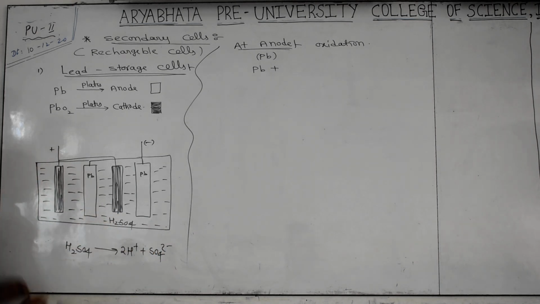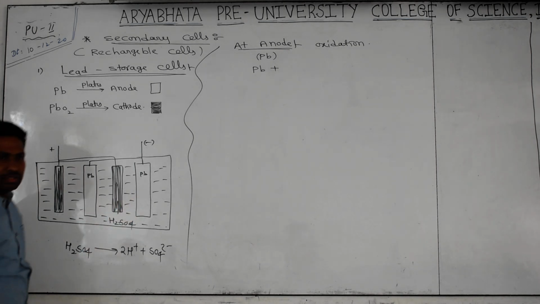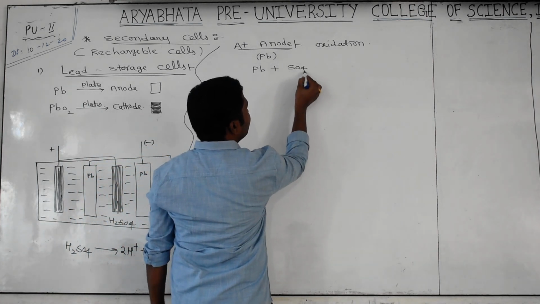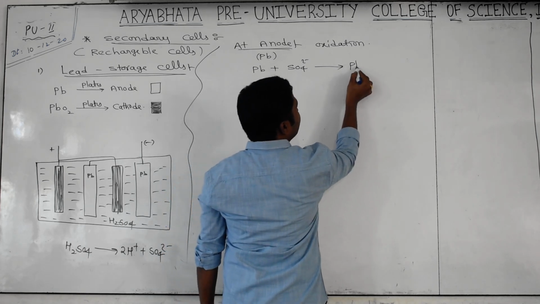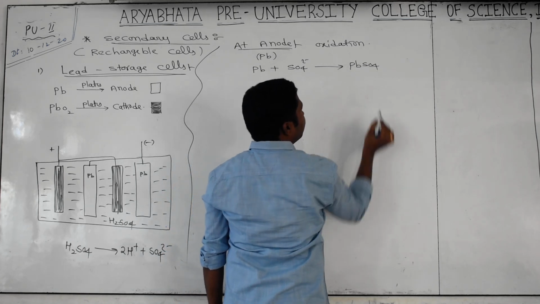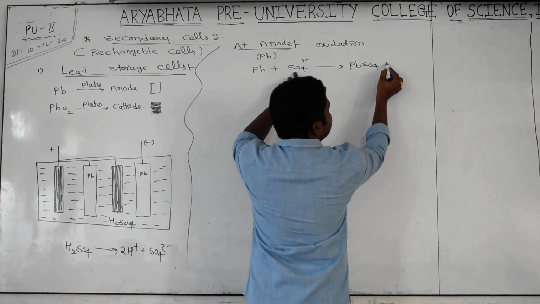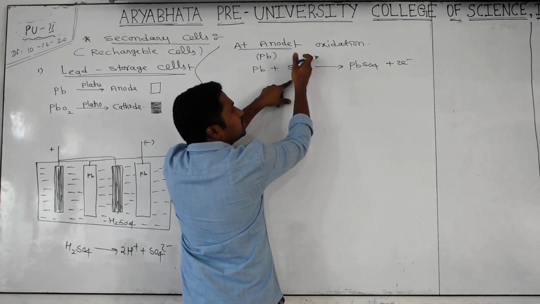These ions are already present in this container, and now they are in contact with the lead. Definitely oxidation is going on. How will I explain it? Pb plus SO4 2 minus. What happened? We are getting lead sulfate, PbSO4, by absorbing electrons or releasing electrons? Releasing electrons, because the minus 2 is indirectly 2 extra electrons here.